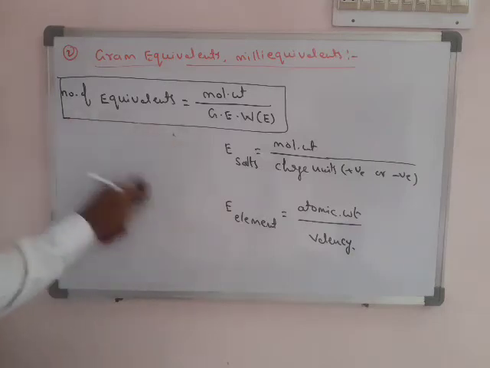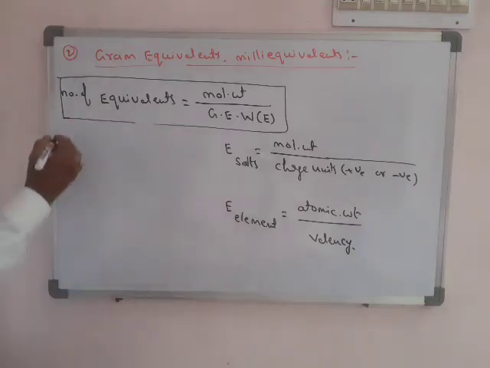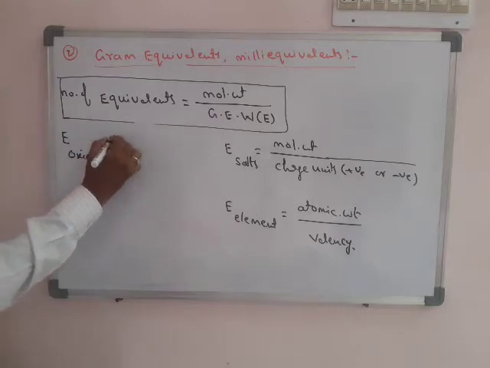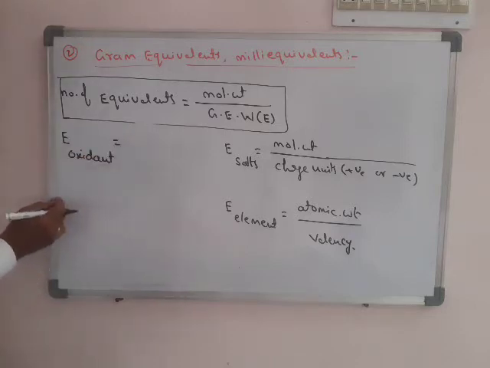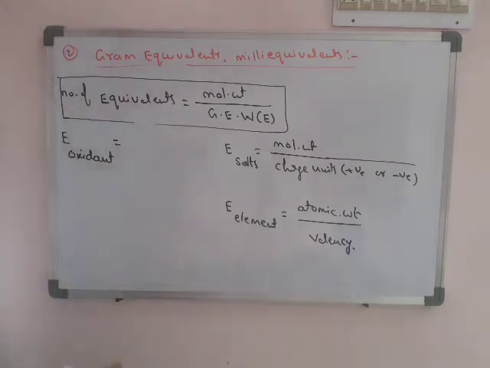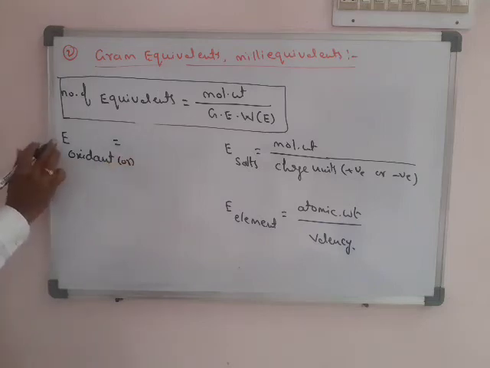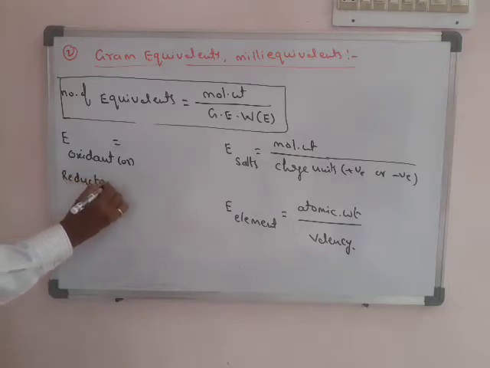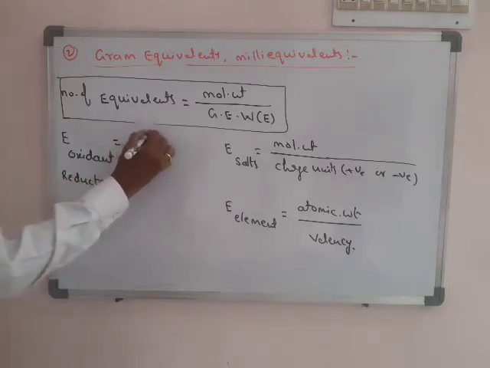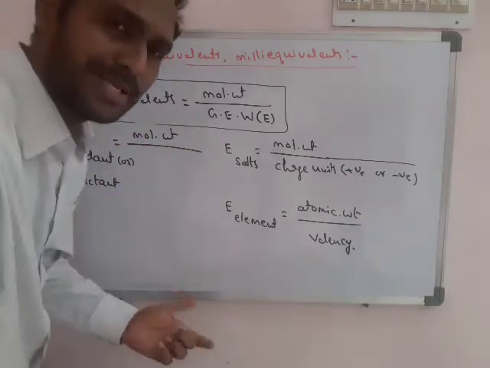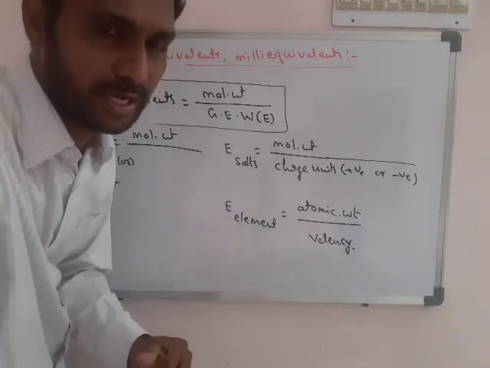So next, see. Also very important is the equivalent weight of oxidants and reductants. Oxidant means it is an oxidizing agent. An oxidizing agent means it oxidizes other compounds. We write oxidant and reductant together. Equivalent weight of an oxidant or a reductant is the same formula weight or molecular weight divided by, it is based on gaining of electrons or losing of electrons.